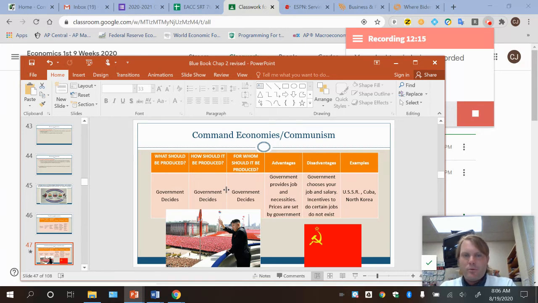Modern day examples, not quite necessarily a king, but a dictator. This is Kim Jong Un. He's in charge of North Korea. China is another example of a very communist, very socialist economy. Notice too, we also refer to it as a command economy. Think about it as a dictator.